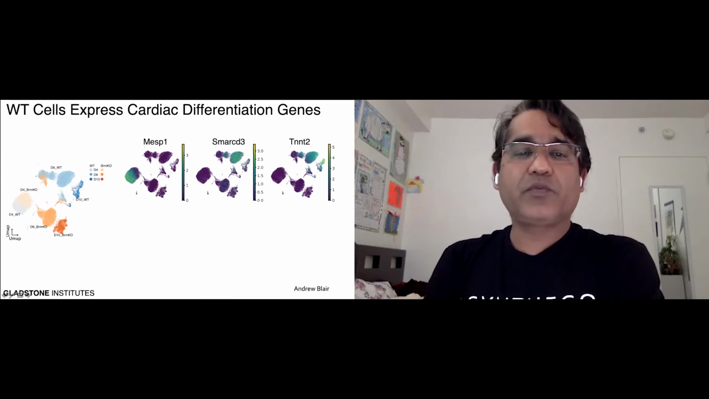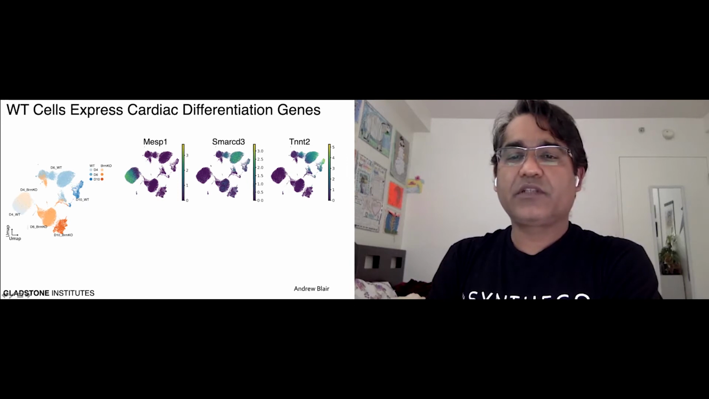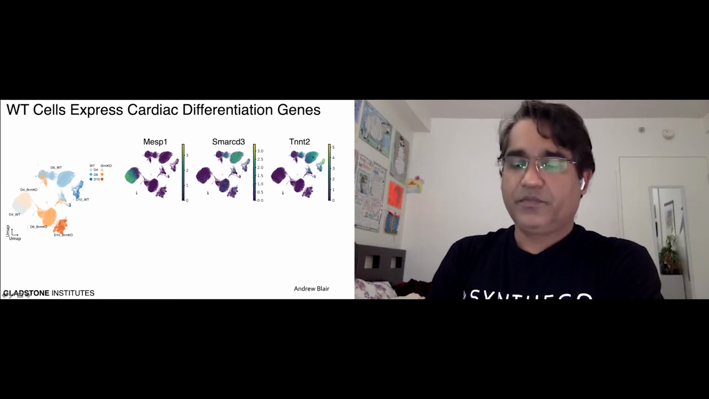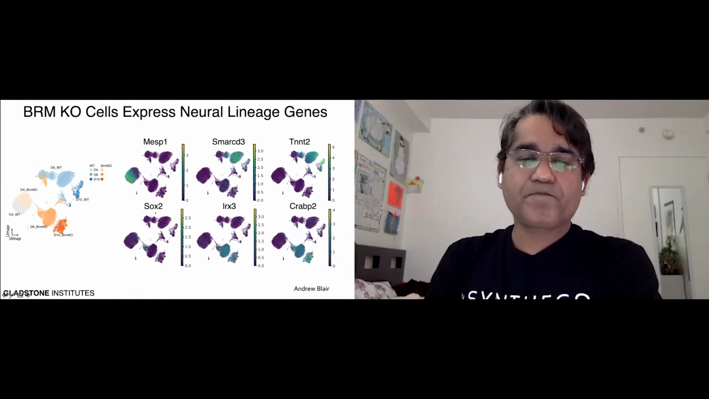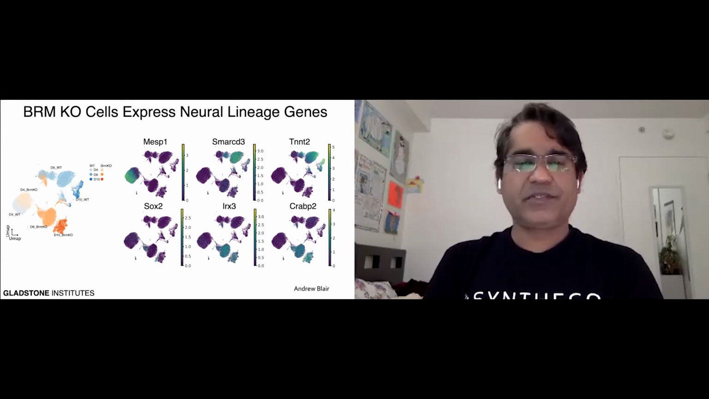Marker analysis shows that MESP1 is expressed in both wild type and KO cells, in KO cells a little bit less, less than 1.5 or 2 fold. And then SMARCD3, which is a cardiac precursor marker, is expressed only in the wild types, and cardiac troponin T as well. On the other hand, SOX2, IRX3, CRABP2, all these neural markers are expressed in the KO cells, showing very clear-cut lineage diversification.